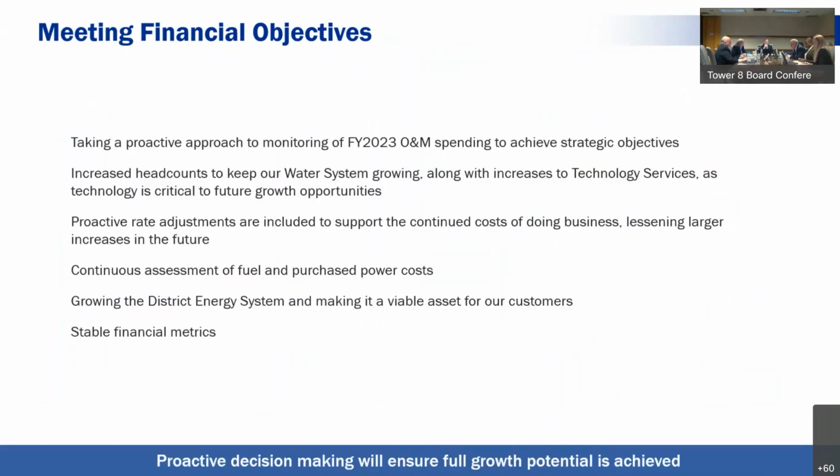All right, our fiscal year 23 budget proposal addresses business needs and additional resources. The proposed rate adjustments are included to support the continued cost of doing business while lessening larger increases in the future. Fuel and purchase power costs will be continually monitored to mitigate increases in volatility. And we will discuss the DES restructuring that we mentioned in a few minutes, and it will prepare it to be a viable asset into the future.